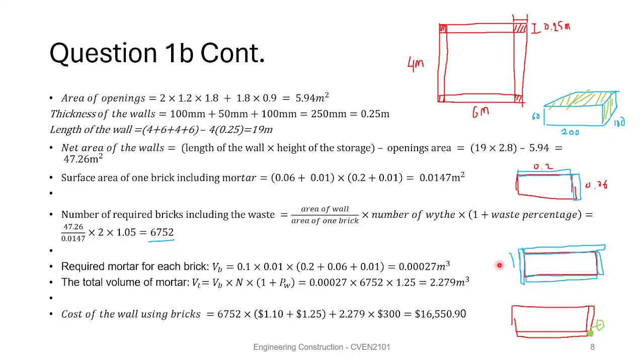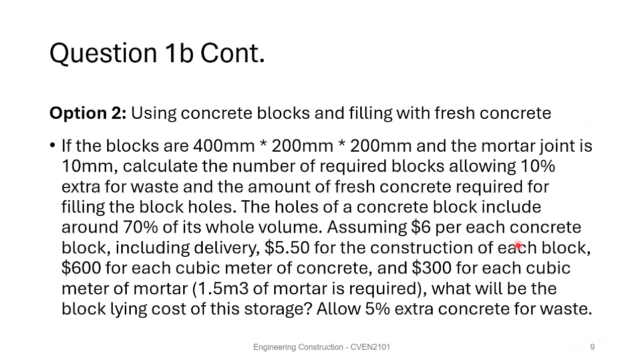Okay, good. Moving on. Next, we have option 2. So now we use concrete blocks and fill it with fresh concrete. So if the blocks are 400 mils by 200 mils by 200 mils, right? And the mortar joint is 10 mils. So calculate the number of required blocks, allowing 10% for waste, and then the amount of fresh concrete required to block the holes.